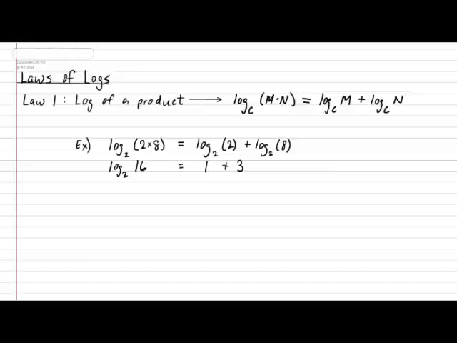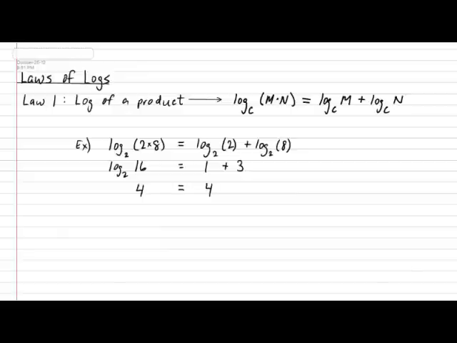Let's continue simplifying the left side of the equal sign. Log base 2 of 16 is equal to 4. Just a little review, this is true because 2 exponent 4 gives back the 16. Equals, and on the right side we have 1 plus 3, which is 4. As you can see, the first law of logs does in fact work.